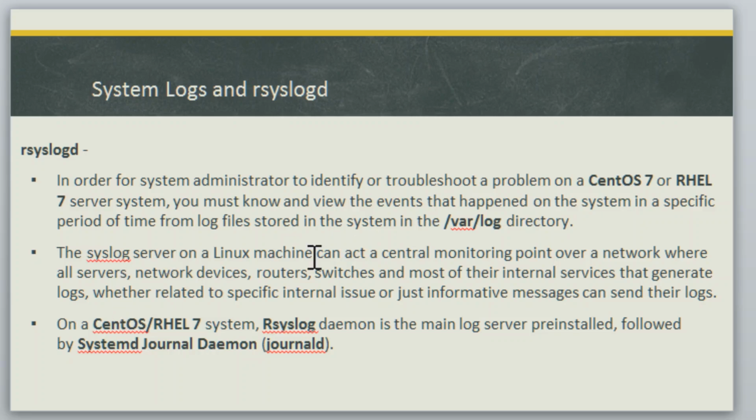The syslog server on a Linux machine can act as a central monitoring point over a network where all servers, network devices, routers, switches, and most of their internal services that generate logs, whether related to a specific internal issue or just information, can send their logs, okay? On a CentOS RHEL 7 system, the rsyslogd daemon is the main log server pre-installed, followed by the system journal daemon, or journald. Okay? So guys, what this is saying is logs can be stored on your local server, or it can store the logs on a different server somewhere else. So you can have a server set up specifically for just storing logs from different servers.